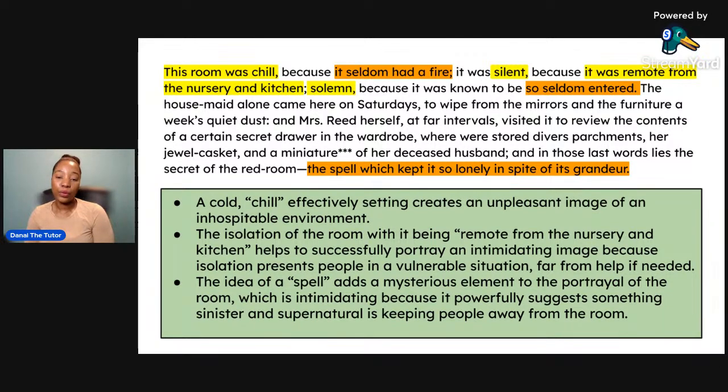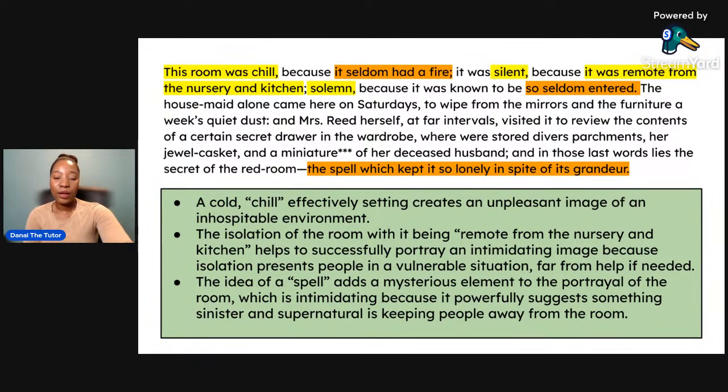The isolation of the room, with it being remote from the nursery and kitchen. So that's the key one. Silent as well can imply it being isolated, like you put. So yes, remote helps to successfully portray an intimidating image because isolation presents people in a vulnerable situation, far from help if needed. And I think you put something similar.